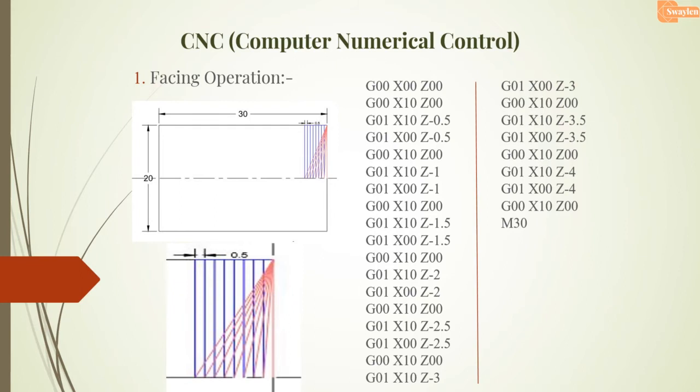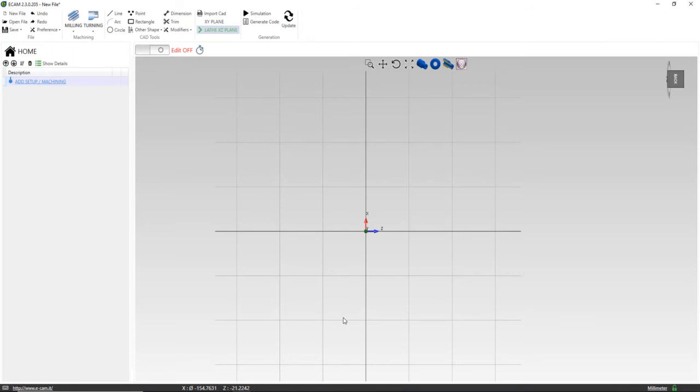M30 is used for program end. Now you will see the 20 diameter and 30 length stock is here. So we will check in the ECAM software how the facing operation is applied. You will see this is the ECAM software.